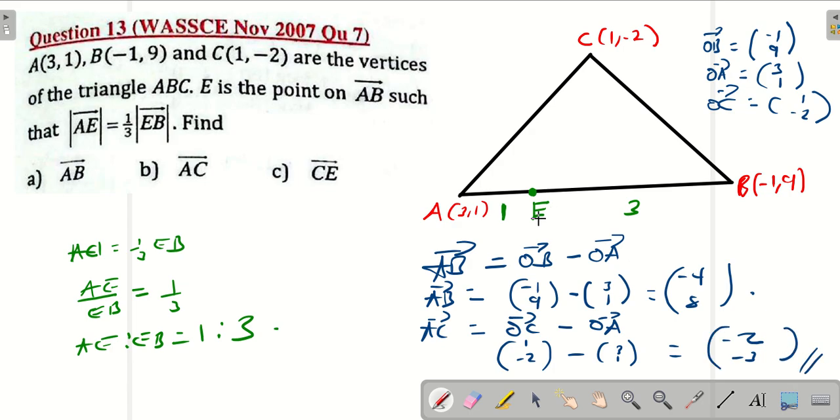So now let me write it here. We know that AB is (-4, 8), that is right. And we have AC, which is (-2, -3). And the question says we should find CE. So CE is from C to E.